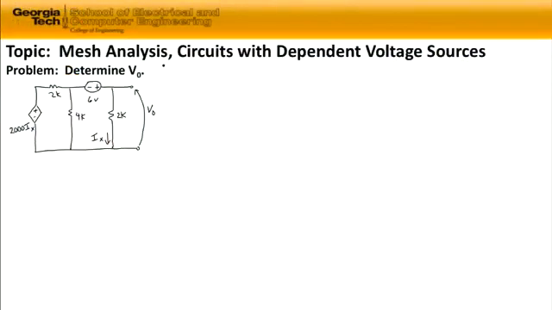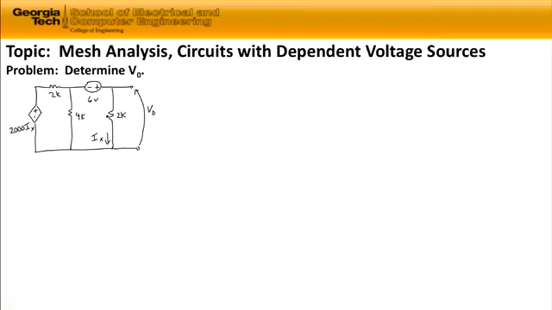The topic of this problem is mesh analysis, and we're working with circuits with dependent voltage sources and also independent voltage sources in them. So we're going to work on a problem where we need to determine V sub out, which is the voltage drop across a 2 kilo ohm load resistor on the right-hand side of the circuit.